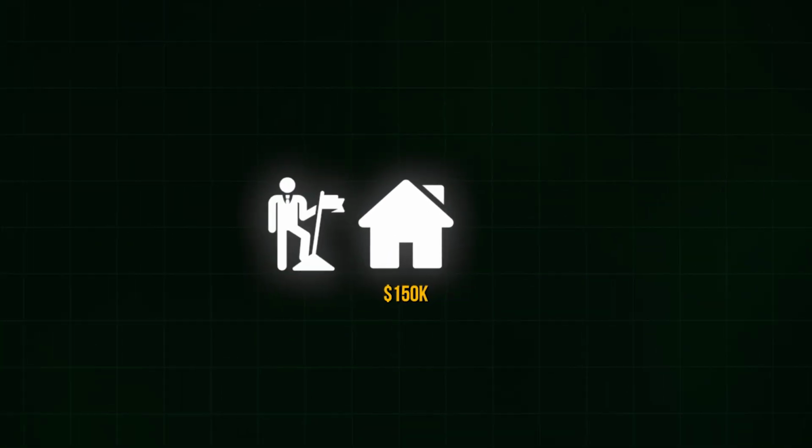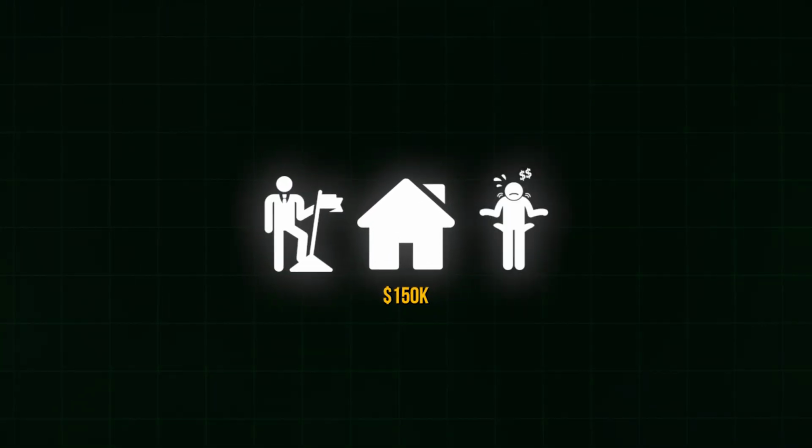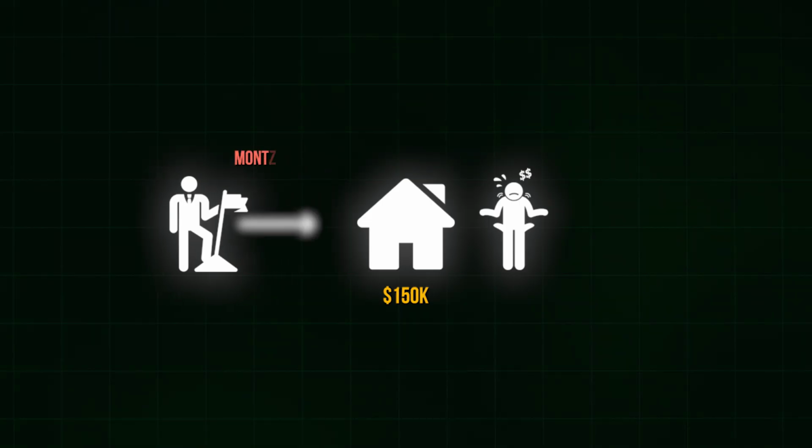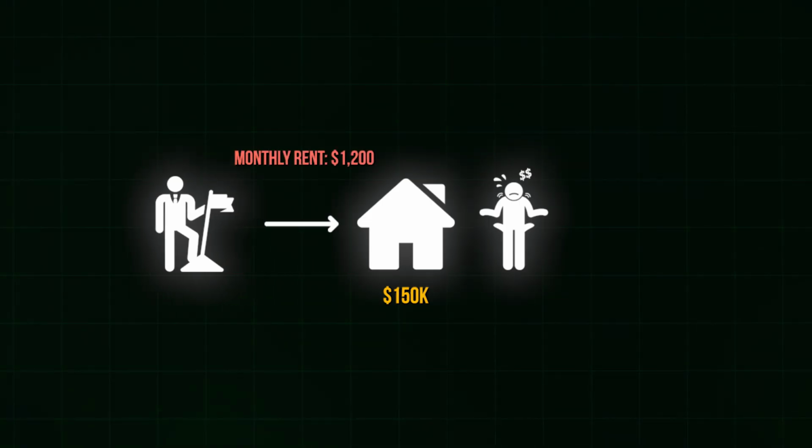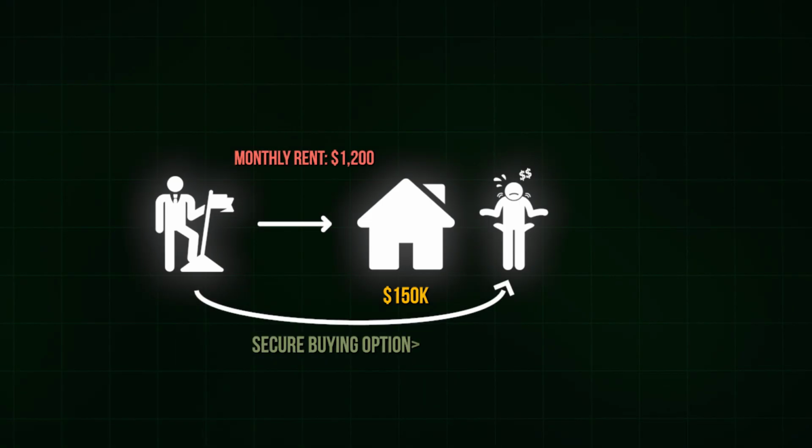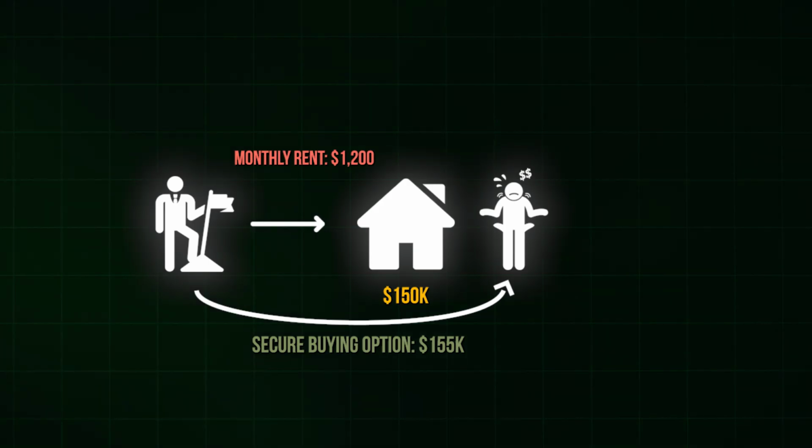So let me give you an example. Imagine you find a house in your area for $150,000. The seller's tired of managing it and just needs to sell, but doesn't need all the cash immediately. Let's say though that he doesn't want to sell on owner financing for whatever reason. You agree to rent the property for $1,200 a month, but you also secure the option to buy it at $155,000, let's say, any time during the next 3 years.